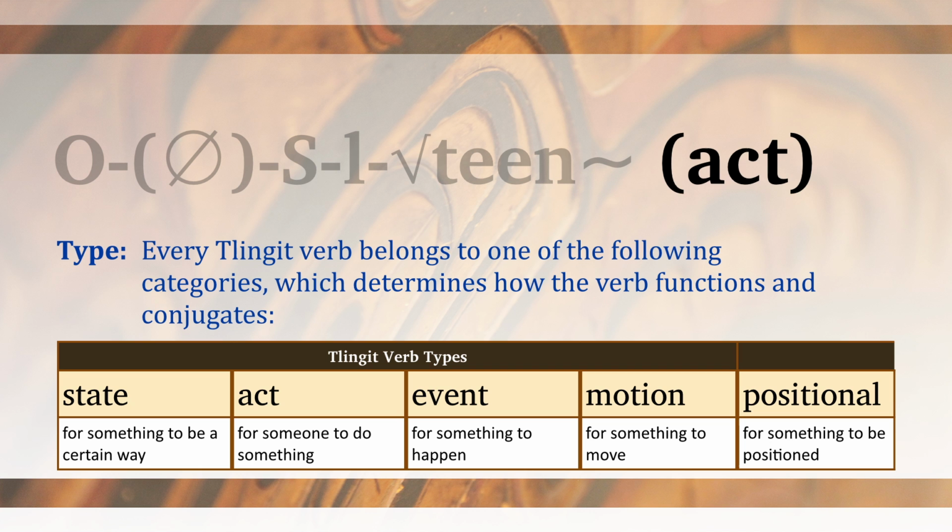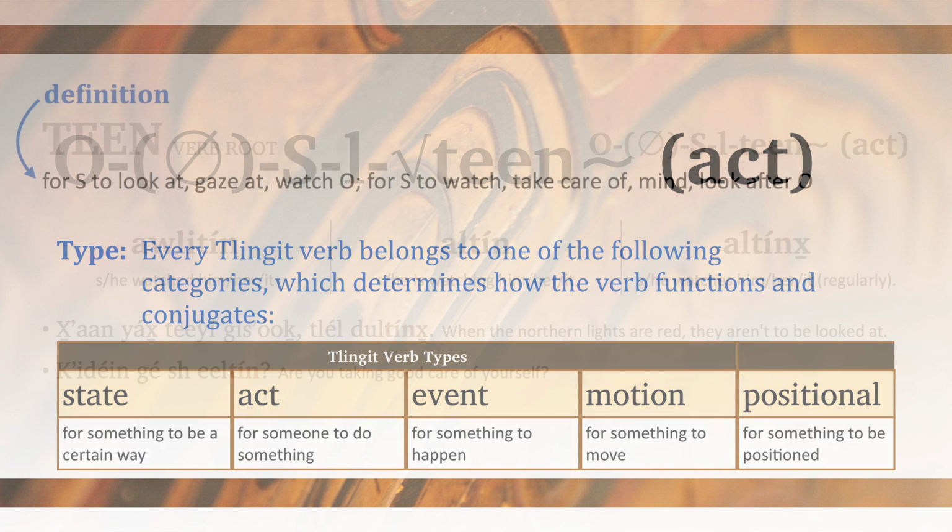Next we have the verb type. Every Tlingit verb belongs to one of the 5 verb types: state, act, event, motion, and positional. The verb type determines how the verb behaves, including forms it can take and pronouns it will use. This will be discussed in future lessons.